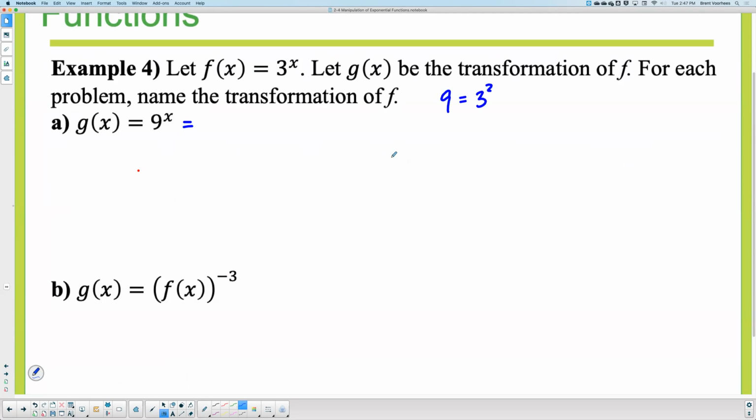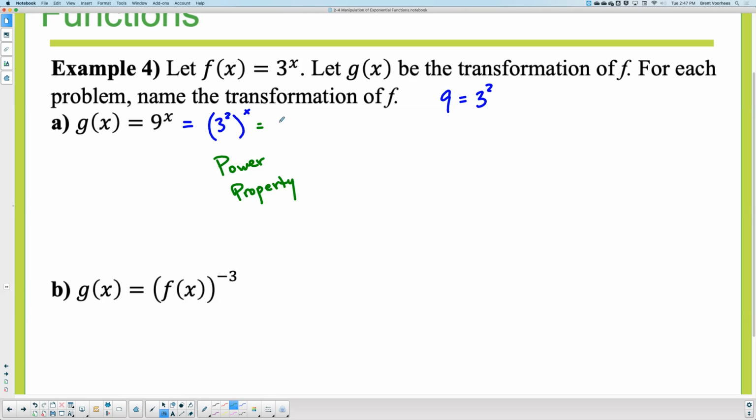3 squared. What I'm going to do is rewrite this as 3 squared to the power of x. Now, so far, I haven't done anything crazy. I just changed the base 9 to 3 squared. But this right here is a property. What property is this? When you have a power raised to a power, the power property. What does it tell you that you can do if you have a power raised to another power?